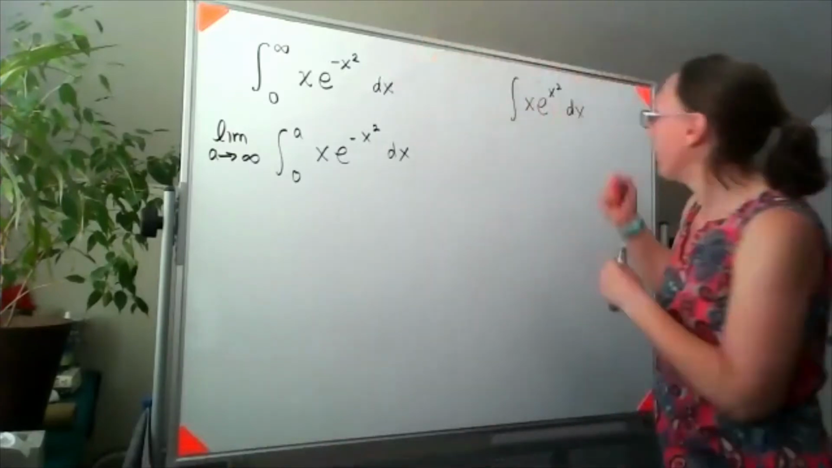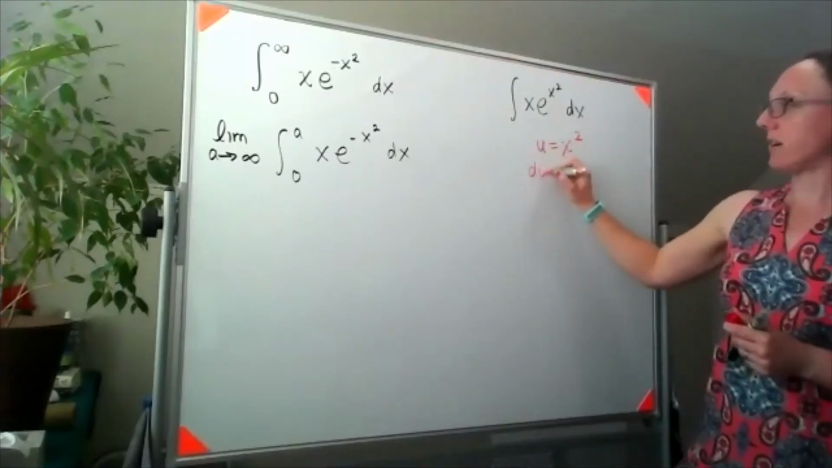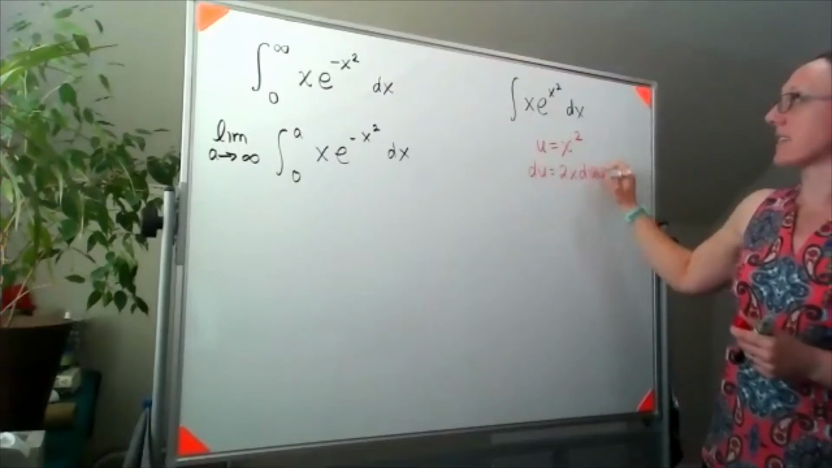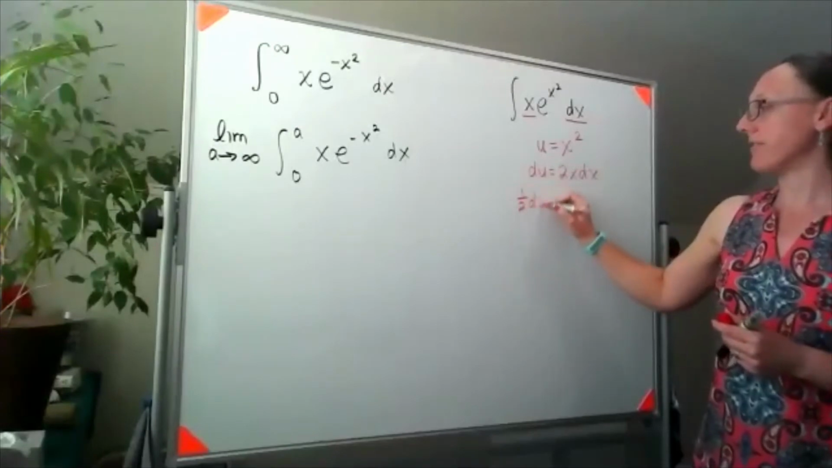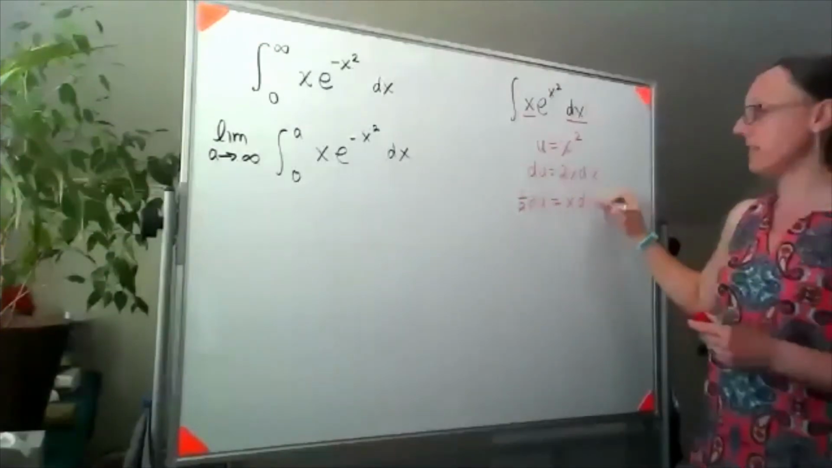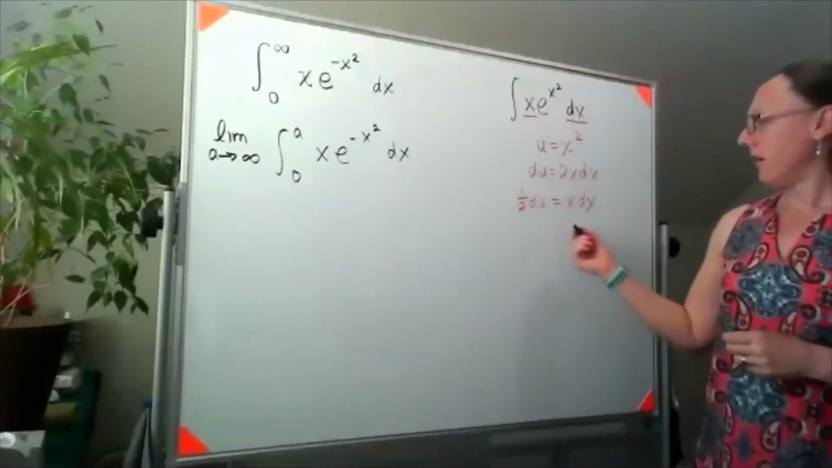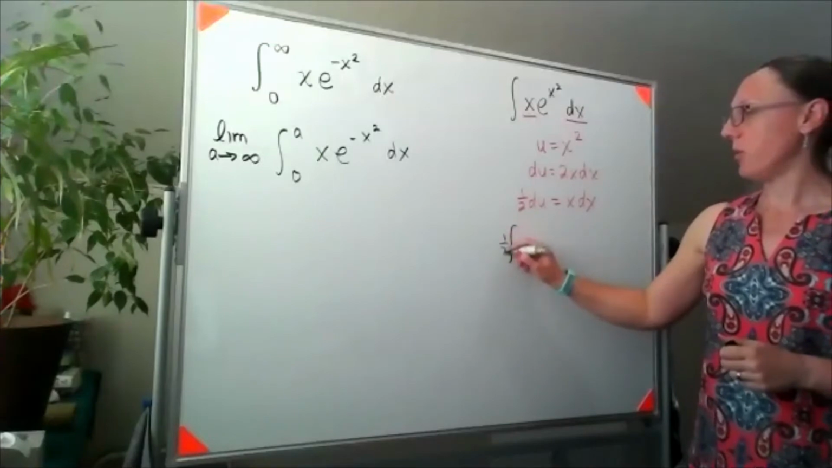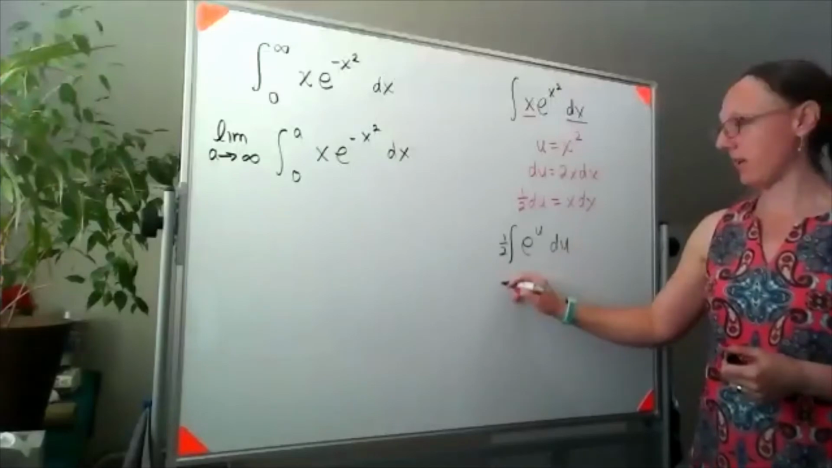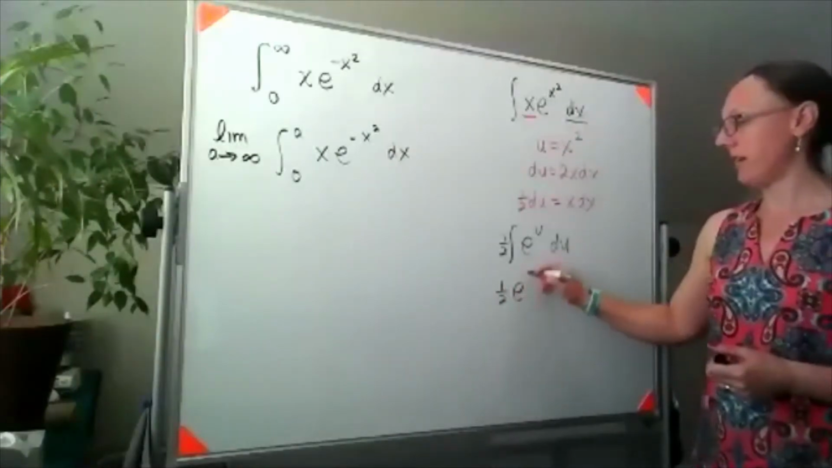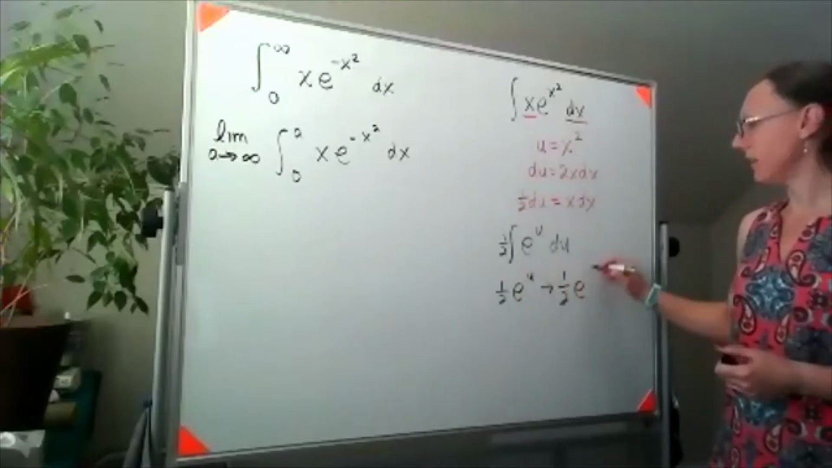So if I let u equal x squared, then du would be 2x dx. I have the x and the dx, I just don't have that 2. So 1/2 of du would be equal to x dx. Which turns this into 1/2 e to the u du. And integrating that, we'd end up with 1/2 e to the u, or 1/2 e.